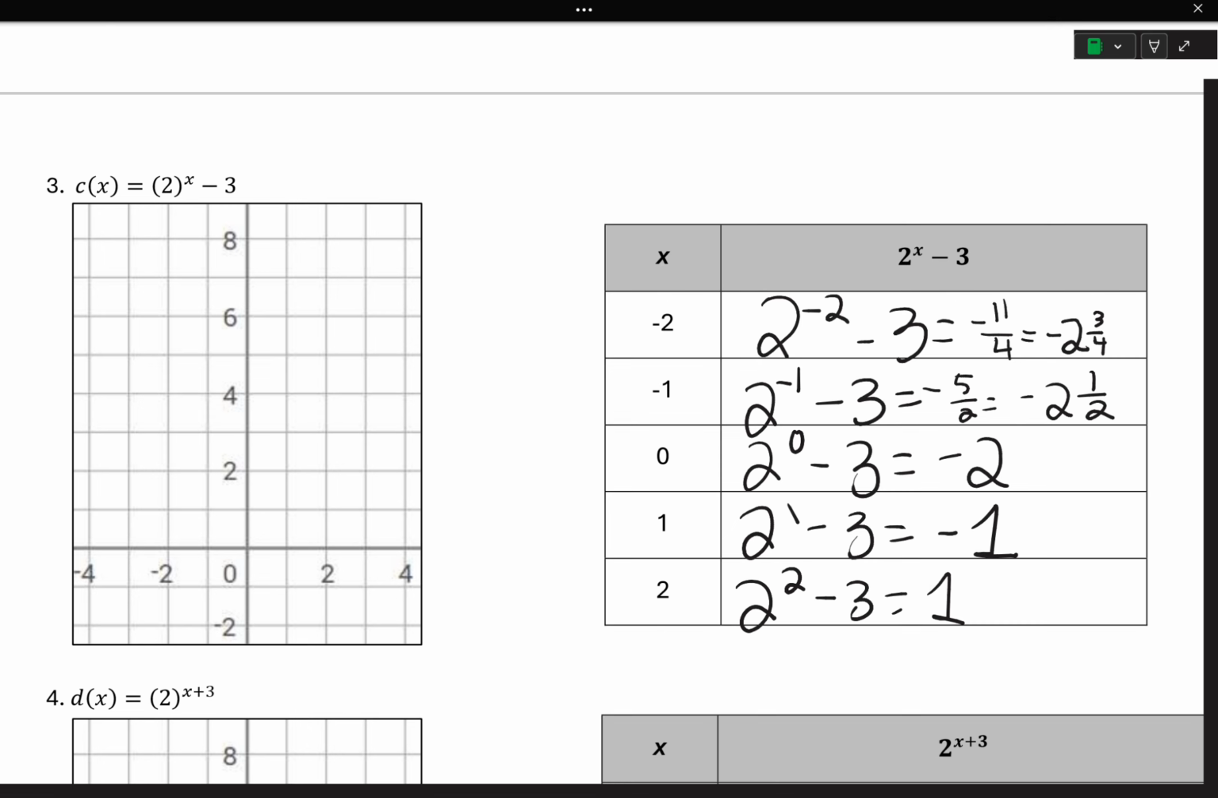Okay, negative, oh, I cut the graph off, that's fine. -2, -2 3/4. -1, -2 1/2. 0, -2, 1, -1, and 2, 1. We are going to have an asymptote at y equals -3.